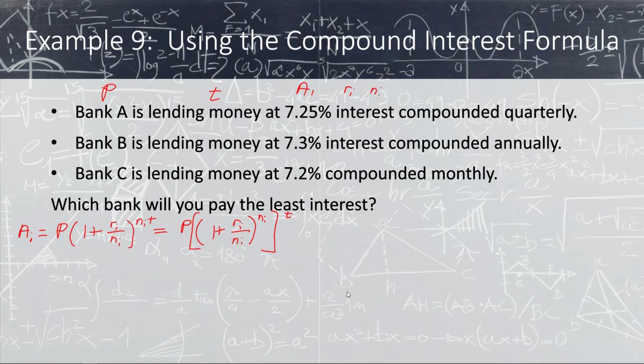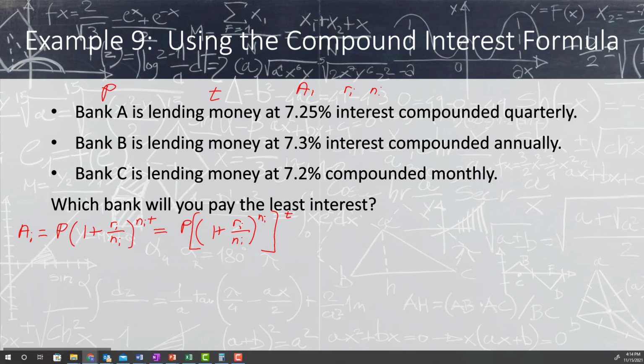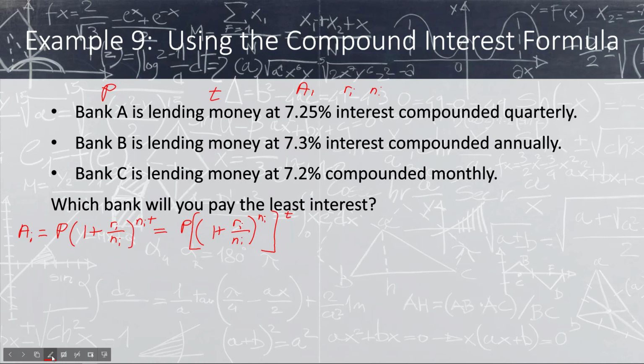Okay, so my banks are going to be A, B, and C, and the only thing that will change in this equation between the 3 banks is this value right here. The larger this value, the more that I have to pay. P will stay the same, T will stay the same. So to compare, to determine which bank pays the least interest, all I really need to do is compute this quantity and figure out which bank provides me the smallest quantity. So let's go ahead and do that.